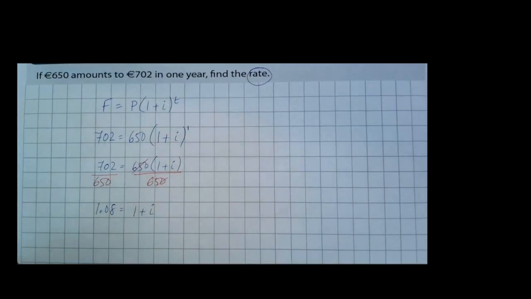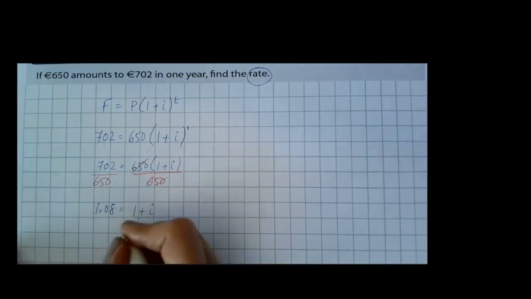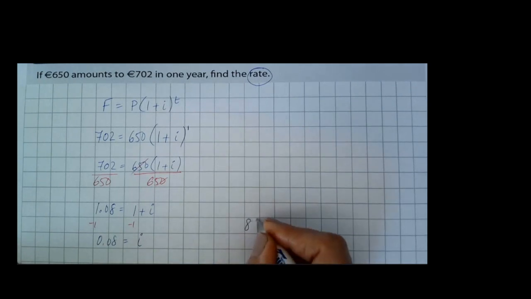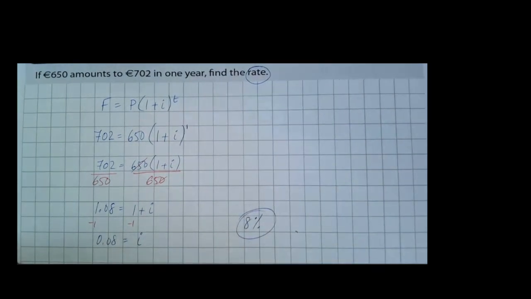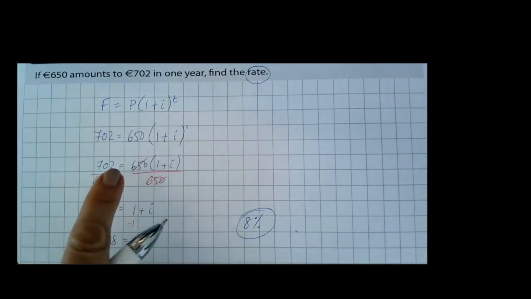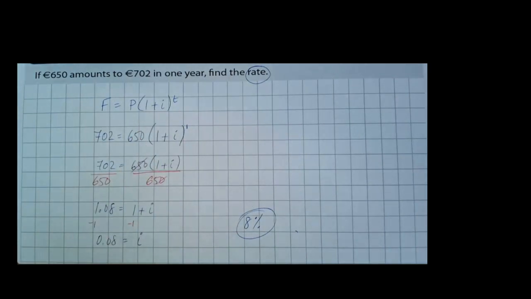Of course, take away 1 from both sides there, and I end up with 0.08 is equal to I. I, of course, is my rate, but it is my rate in decimal form, so it must have been an 8% interest rate, of course, if it's 0.08 in decimal form. So there we go. So fill in what you know into your formula, and then literally just break down the equation to get that missing piece.